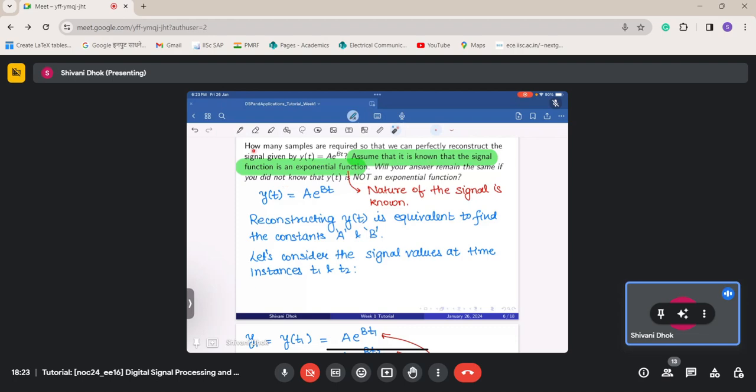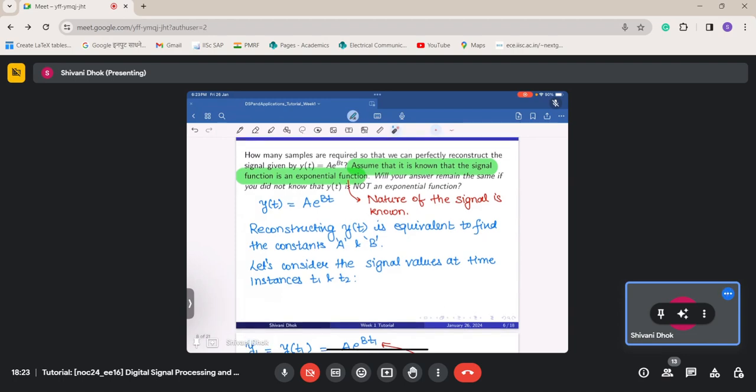So what the question is, how many samples are required? Only two samples are sufficient to perfectly reconstruct the signal y(t), but when the nature of the signal is known. Now suppose we don't know whether this y(t) is an exponential function or not. Suppose this knowledge is not given and you have been told that it is some signal, you don't know any particular nature of that signal, no information is given.